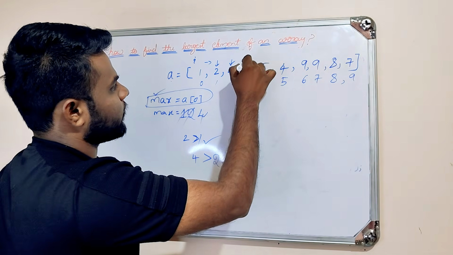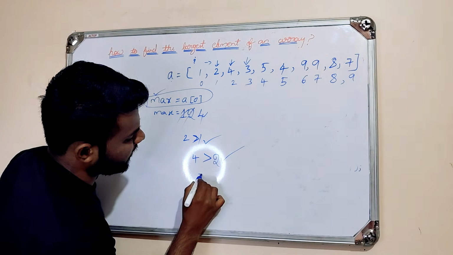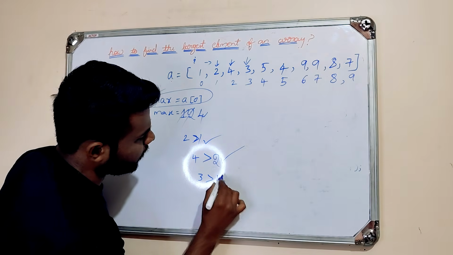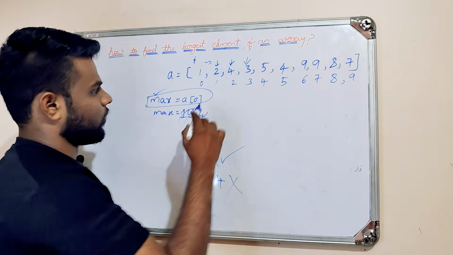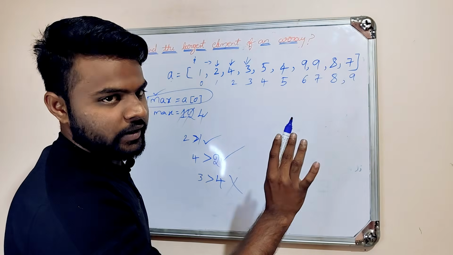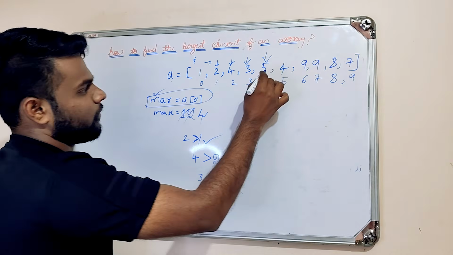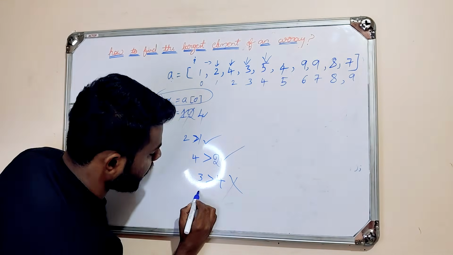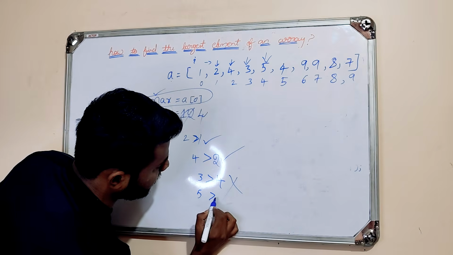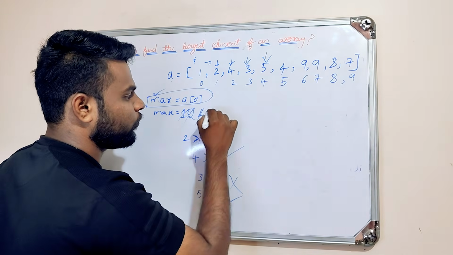Now again you go here. Check: is 3 greater than 4? What is your max value? 4. No. So now no updation is required. Now again you go here and you find the value 5. Check: is 5 greater than 4? Yes. Now update max to 5.